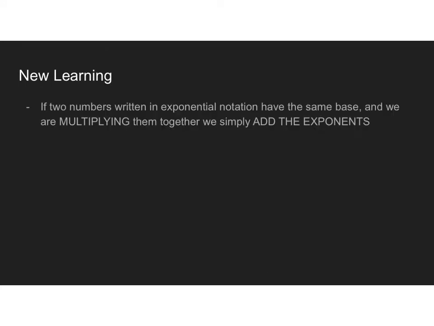All right, so just to check in with our success criteria, we're just going to go over the new learning we just did. If two numbers written in exponential notation have the same base, so let's do negative 1 to the 3rd and negative 1 to the 8th, and we are multiplying them, we simply add the exponents. Okay, that is what we have learned so far. Let's continue on.